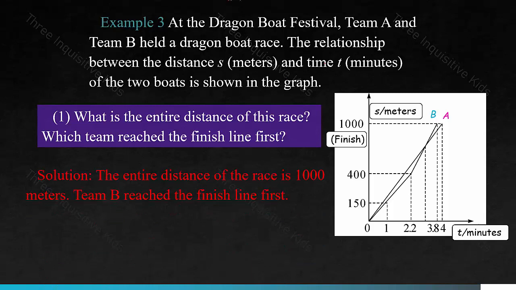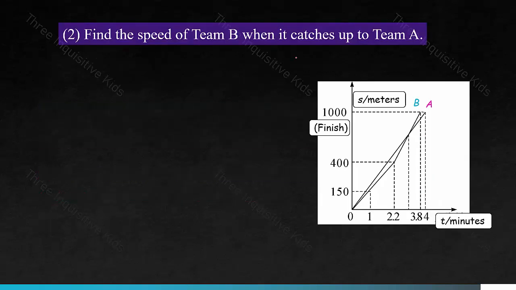The entire distance of the race is 1,000 meters. And here you can see that Team B reached the finish line first. Team B reached the 1,000 meter mark at an earlier time than Team A. They reached it at 3.8 and Team A reached it at 4. Find the speed of Team B when it catches up to Team A.